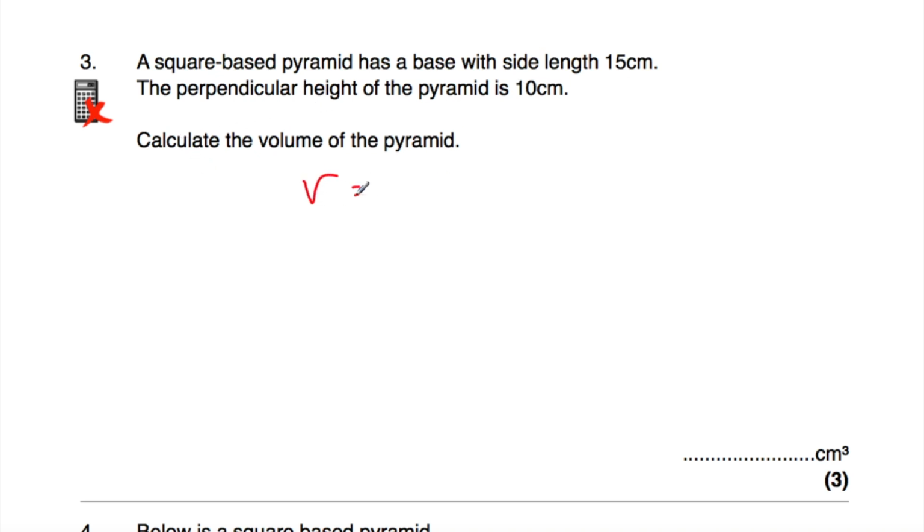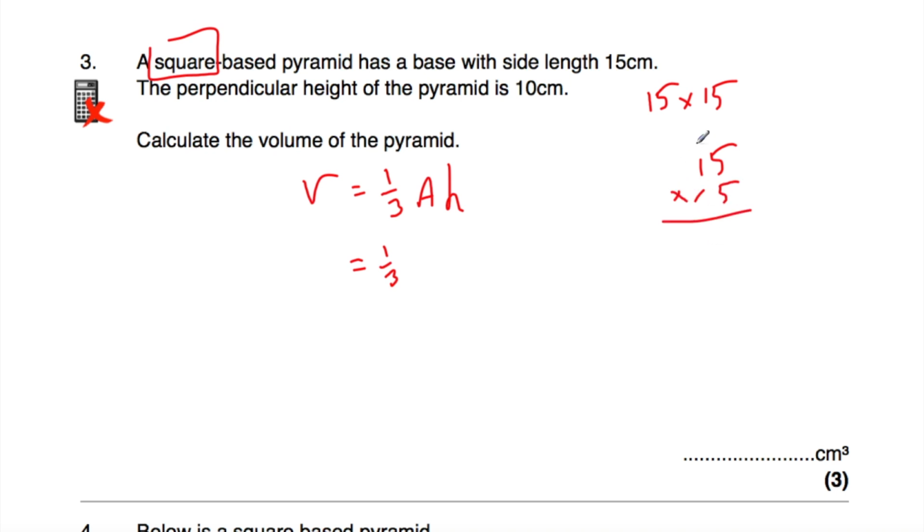So the volume of the pyramid would be equal to a third the area of the base times the height. So we're going to do a third the area of the base, well, the base is a square, and to find the area of a square, we just do the length times the width, so that's going to be 15 times 15. And 15 times 15, it's a non-calculator question, so I'm going to do 15 multiplied by 15.